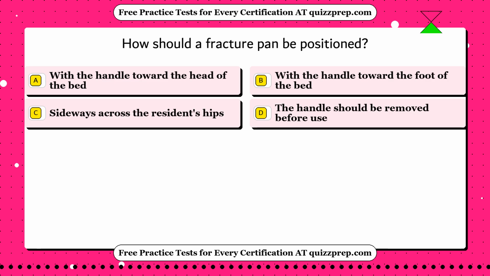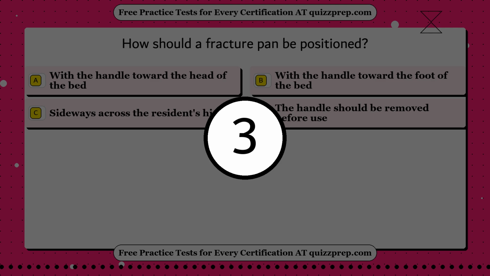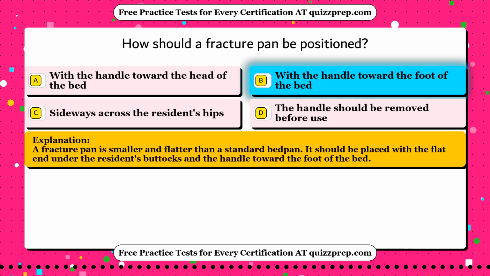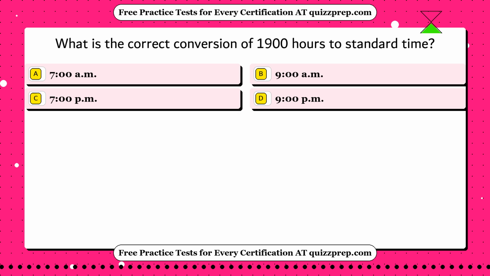Question 19. How should a fracture pan be positioned? Option A, with the handle toward the head of the bed. Option B, with the handle toward the foot of the bed. Option C, sideways across the resident's hips. Option D, the handle should be removed before use. The correct answer is option B, with the handle toward the foot of the bed. A fracture pan is smaller and flatter than a standard bedpan. It should be placed with the flat end under the resident's buttocks and the handle toward the foot of the bed.